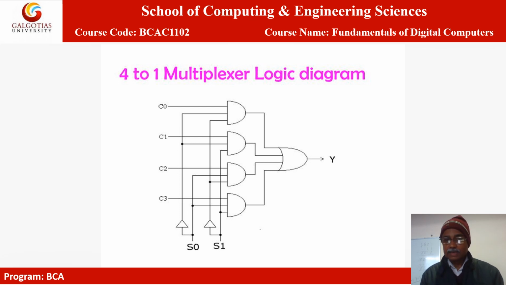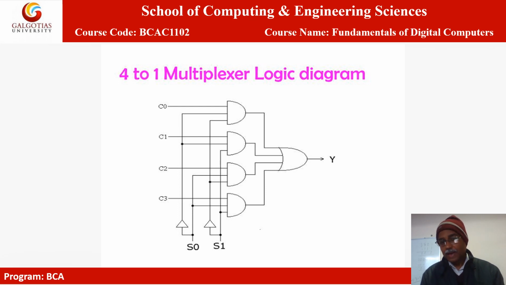Now what about the other C2? Look here, C2 is equal to 1. Now S0 is 0, directly entering into this AND gate, so the output will be 0 here. Now what about the fourth AND gate? C3 is 1 and S0 is directly entering, so S0 is 0, so again 0, nothing will come out. So only when the value of S0 is 0 and S1 is 1, we will have only C1 passing through this circuit.